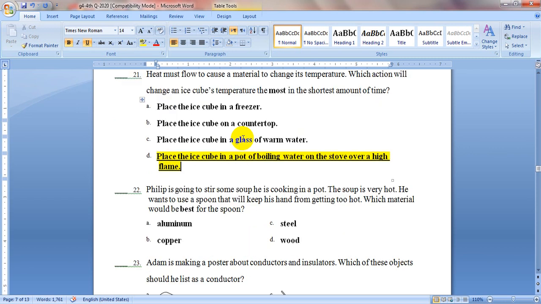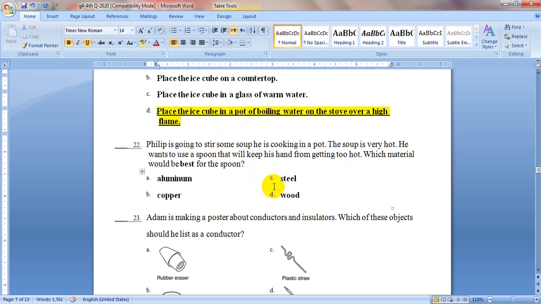The next one, 22. Philippe is going to stir some soup. He is cooking in a pot. The soup is very hot. He wants to use a spoon that will keep his hand from getting too hot. Which material would be best for the spoon? The best one for the spoon will be a conductor or insulator.